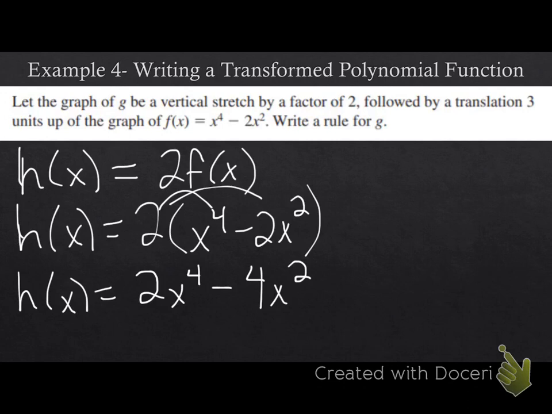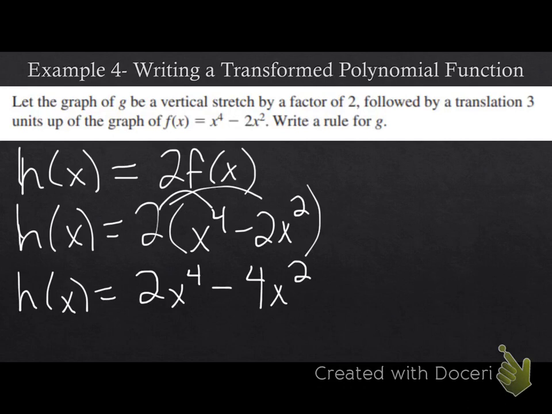No, it cannot. So this is my rule for h. This is my rule after my first transformation, after the vertical stretch by the factor of 2. But what other transformation do I have? Of 3 units up. So what kind of transformation is that? Vertical translation, right? So it's vertical translation up 3 units.